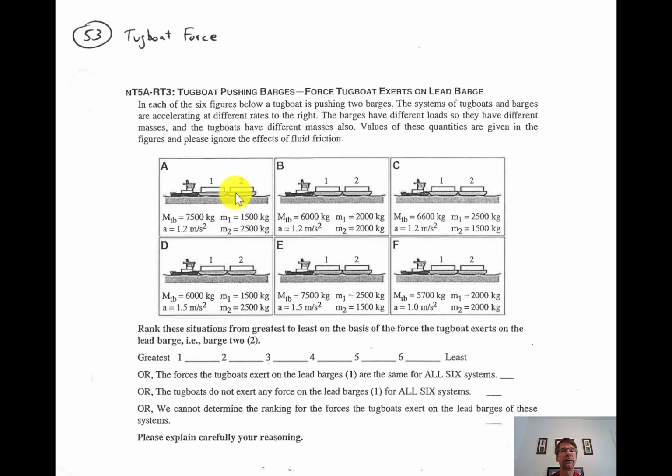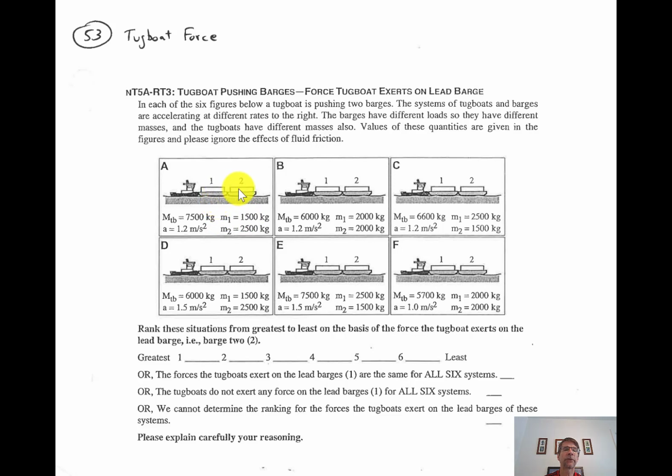For example, all you have to do is figure out, well, mass of barge 2 is 2,500. And it's accelerating at 1.2. So all you got to do is multiply those two numbers, 2,500, proper units, that's good, times 1.2 would give you the force necessary on barge 2 to make it accelerate at that rate. So that would be the net force if there's no friction, because we don't need to worry about up and down forces. Those cancel here. All we need to worry about is the net force in the direction of the acceleration. So that's how you could calculate the net force on each barge.